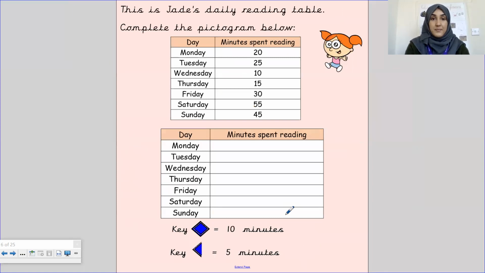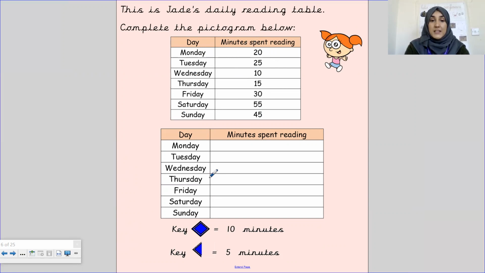Okie dokie. Now, this is Jade's daily reading table. It says complete the pictogram below. So on Monday, she spent 20 minutes reading. On Tuesday, she spent 25. On Wednesday, she spent 10. And on Thursday, she spent 15 minutes reading. On Friday, she spent 30 minutes. Saturday, 55. And Sunday, 45. Goodness me, she's been doing a lot of reading every single day.